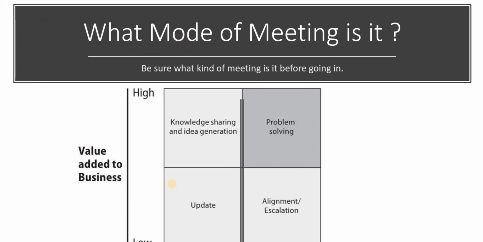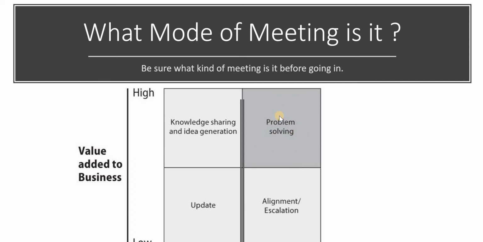Now, one is the problem solving meeting where the value added to the business is pretty high. For example, you know there is a problem at hand which needs to be solved, and for that you need to organize a meeting. So it is an important meeting, and here the complexity level is also pretty high. Here the advantage is there will be a clear outcome, a clear consequence, and a clear decision that will help us to solve that problem.